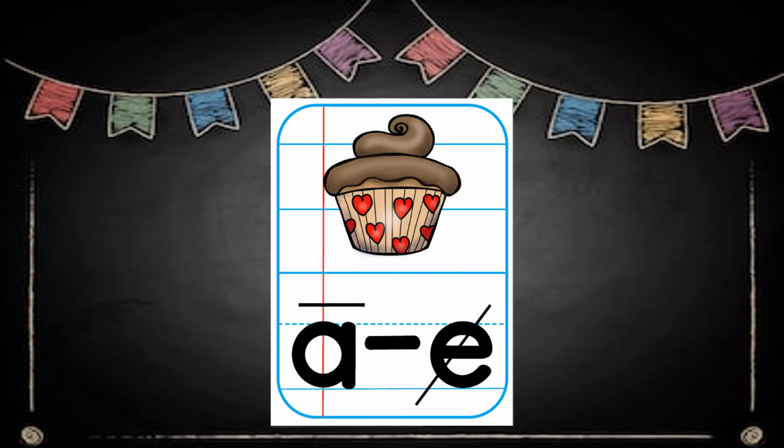Let's review what we learned today. Today we learned something new about when vowels say their name. This card means A consonant E. The line in the middle stands for any consonant. So when we see this card, we're going to say cake, A. And we're going to remember that it is A consonant E.